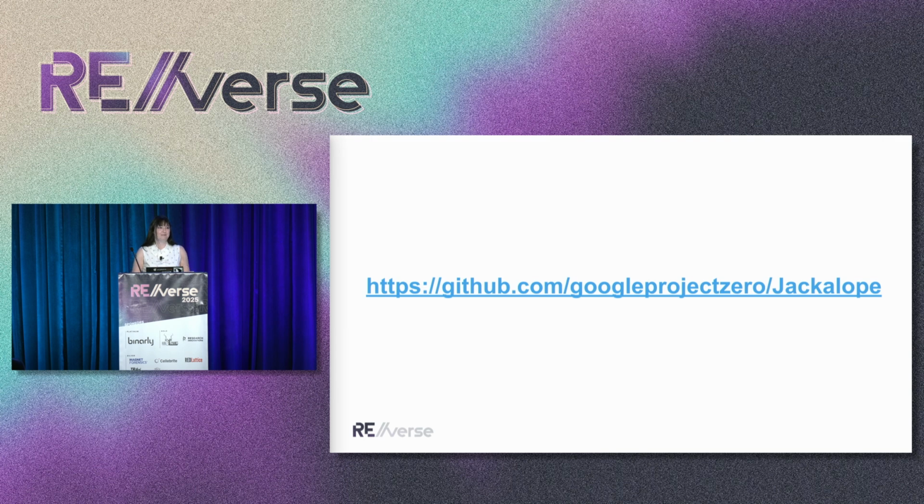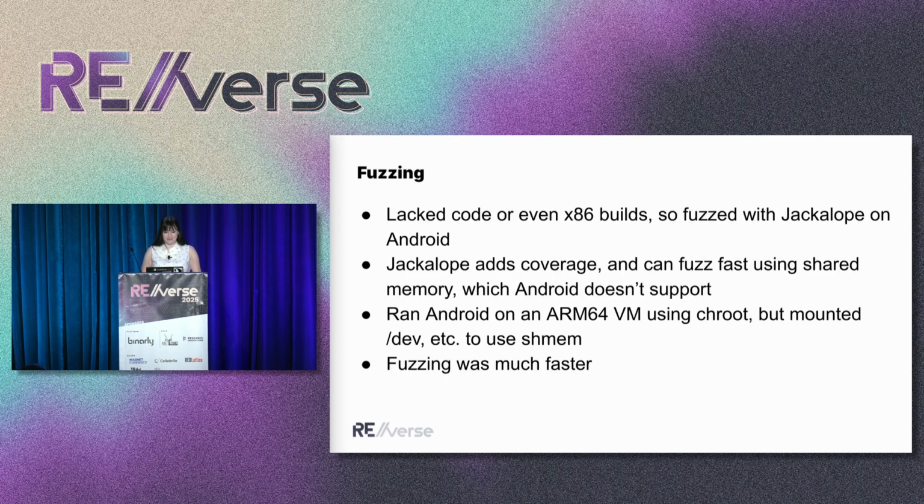It was written by a member of Project Zero, Ivan Fratric, and it's a fuzzing tool that you can use basically with binaries where you don't have any code, and it adds coverage. And it's really nice. It's one command on the command line, super easy to use, and it will fuzz and do coverage-guided fuzzing and output your bugs. So super good. It really helped with fuzzing this.